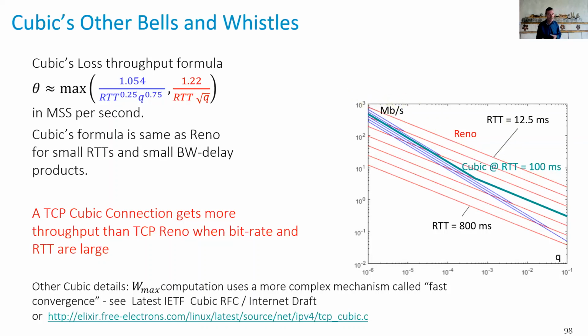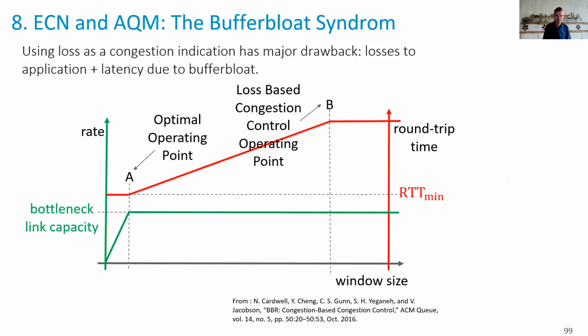So Cubic is the default deployment in Linux, but in practice, for the kind of bit rates we are all using today, for example in this Zoom session, what we get of Cubic is the Reno part of Cubic. So Reno is really what dictates most of the sharing of bandwidth in the internet today.